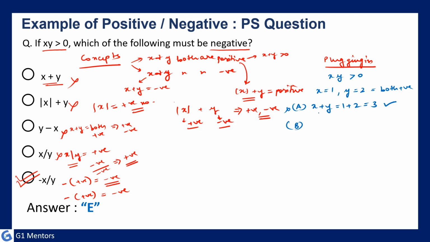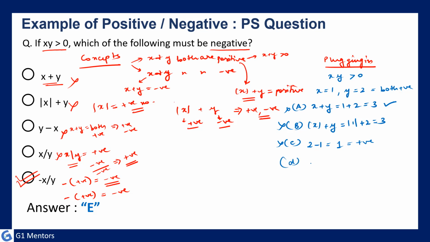Now let's take B. Mod of x plus y is equal to mod of 1 plus 2, which is equal to 3. Again, it is also not a right choice. Now let's say C, y minus x. So here y is 2 and x is 1. So 2 minus 1 is equal to 1, which is again a positive. So this is also not a right choice.